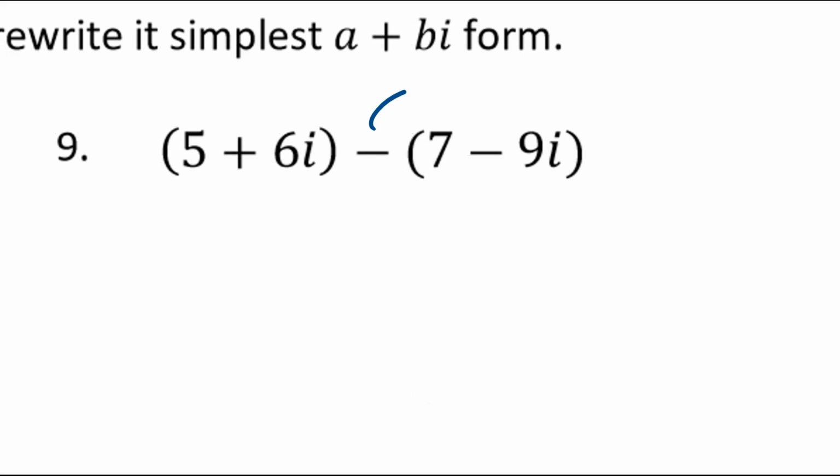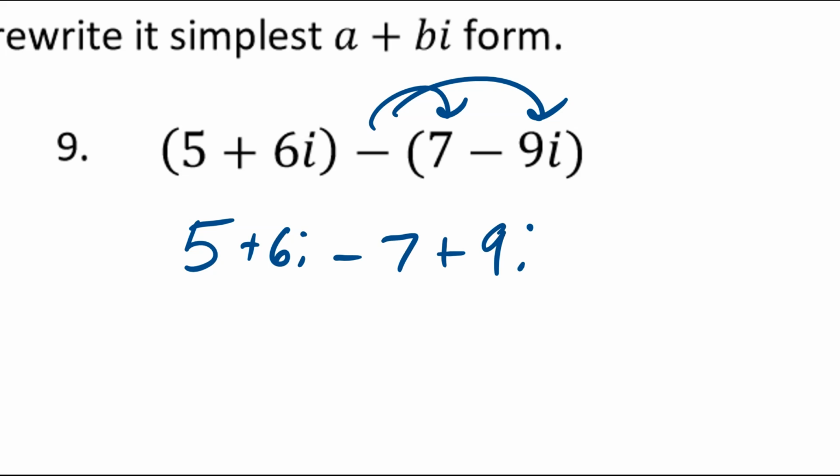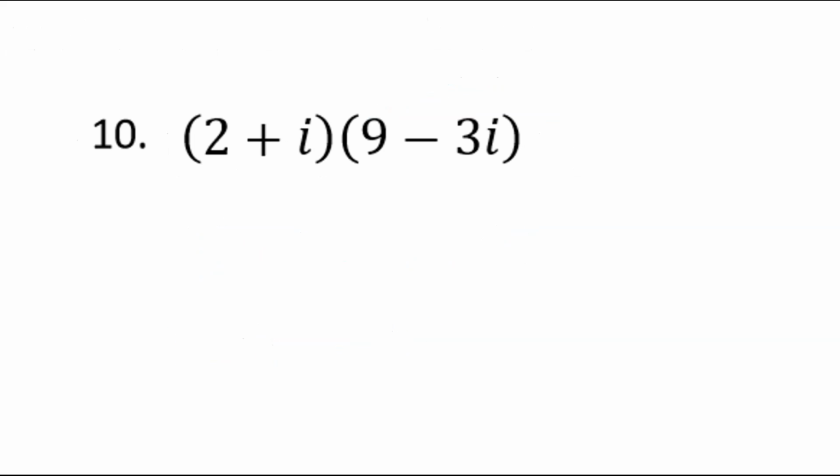For number 9, though, for subtraction, just remember to distribute the negative before combining any like terms. And then it works the same way. 5 minus 7 is negative 2, and 6i plus 9i is 15i. Now, for multiplication, it's a little tougher.